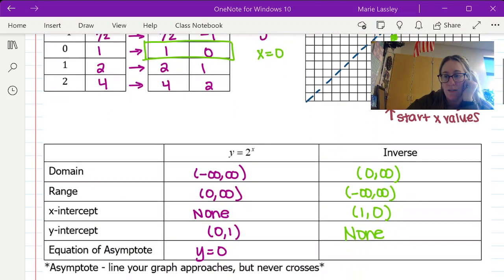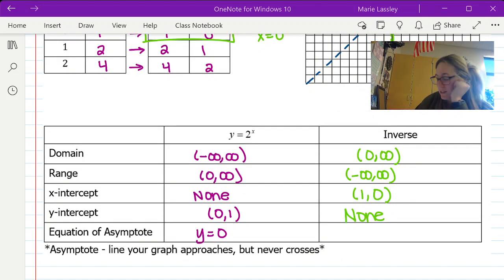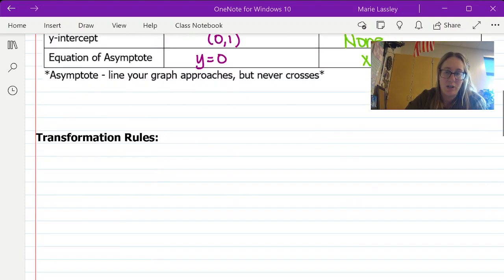Awesome. Last but not least is the equation of our asymptote. The original function had y equals 0. Our inverse is going to have x equals 0. So that's our inverse relations being applied here to our log function.